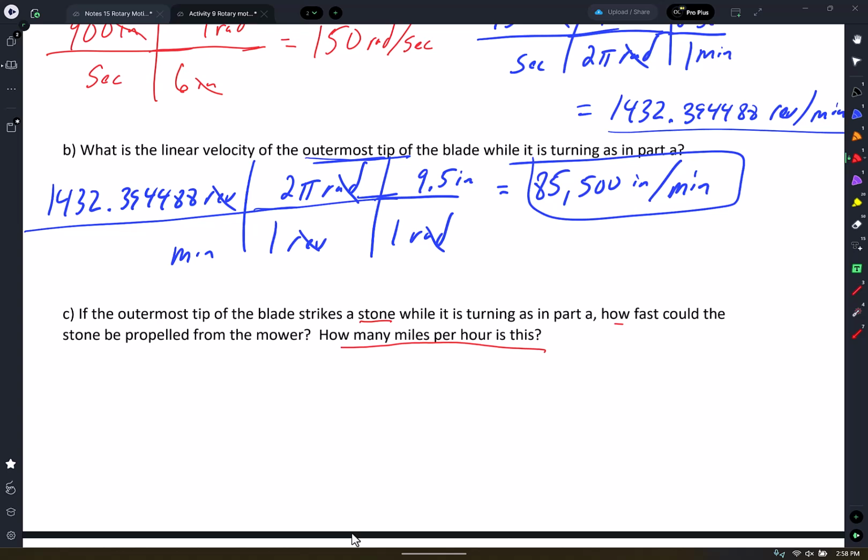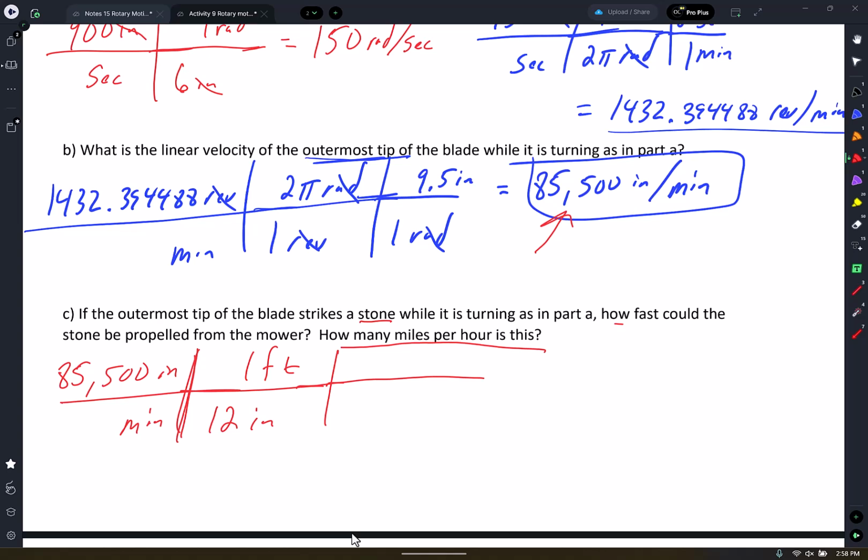All right, let's figure it out in miles per hour. Start with this because this is the speed of the outermost blade. So 85,500 inches per minute. And we're going to have to go to miles per hour. So we're going to have to go from inches to feet to miles. How many inches in a foot? In 12 inches, there's 1 foot. Ooh, let's see if we know this one. How many feet in a mile?